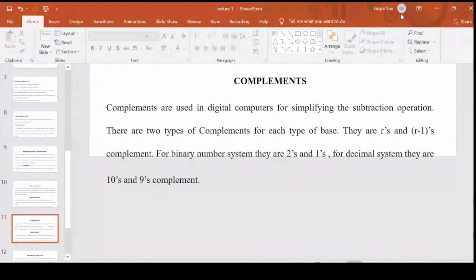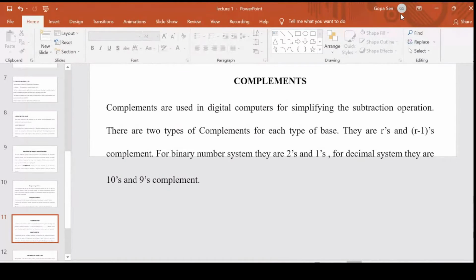Next one is complement. Now I have already mentioned that in our system you do not require any subtractor circuit to perform subtraction. Only by complementing the subtrahend and then adding it with the minuend, you can perform the subtraction. So subtraction is basically equivalent to complementing, then adding.